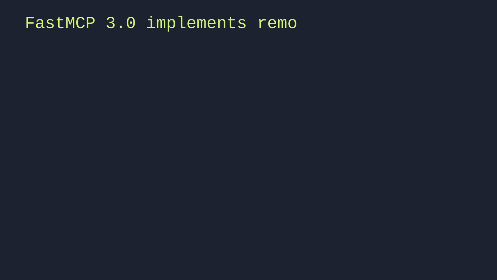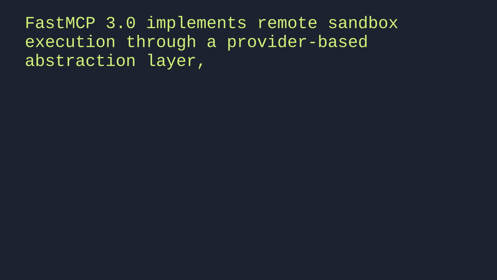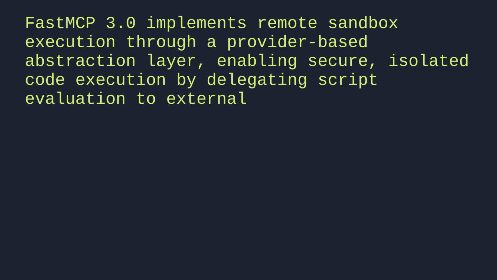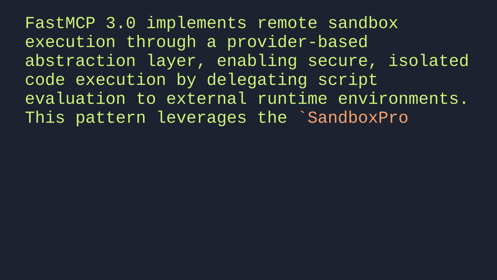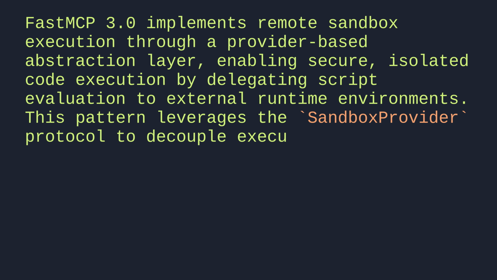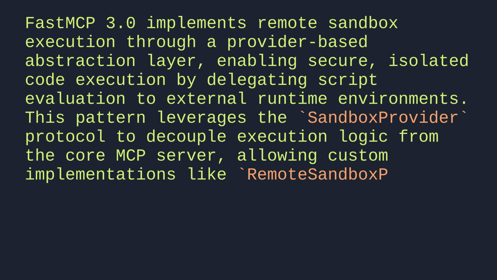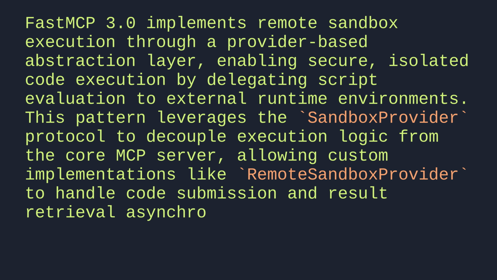FastMCP 3 implements remote sandbox execution through a provider-based abstraction layer, enabling secure, isolated code execution by delegating script evaluation to external runtime environments. This pattern leverages the SandboxProvider protocol to decouple execution logic from the core MCP server, allowing custom implementations like RemoteSandboxProvider to handle code submission and result retrieval asynchronously.